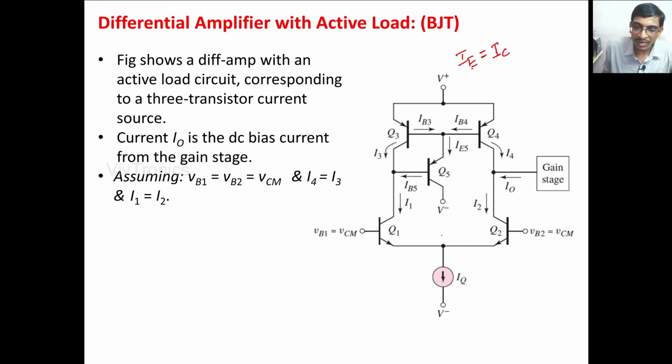IC. Therefore, whatever is the emitter current of Q1 will be equal to the I1 current, which is the collector current of this Q1 transistor. And at the emitter node, we have two incoming currents. One is from this Q1 transistor, and the other is from the Q2 transistor.